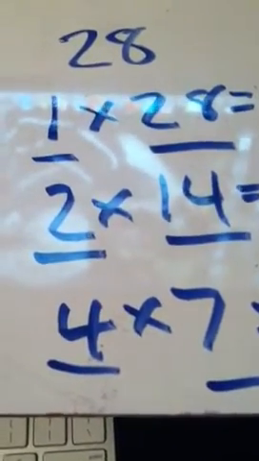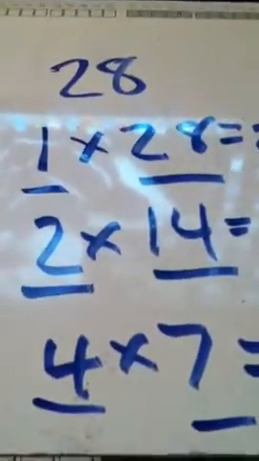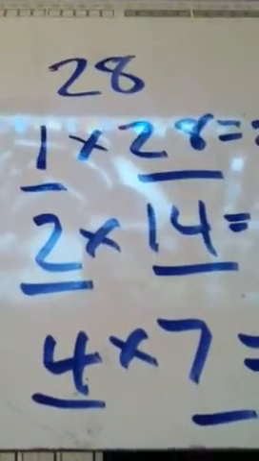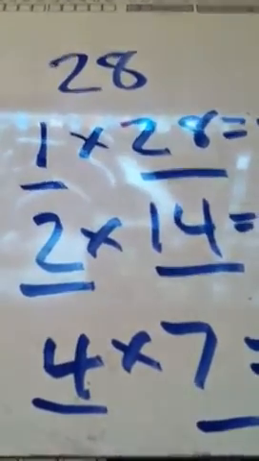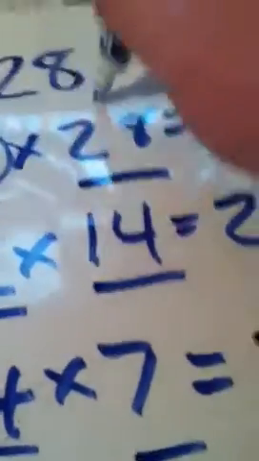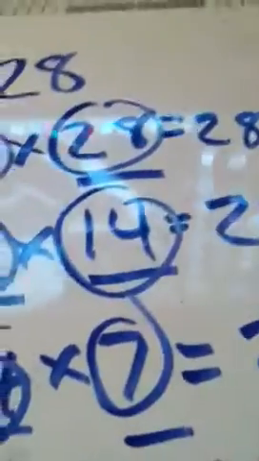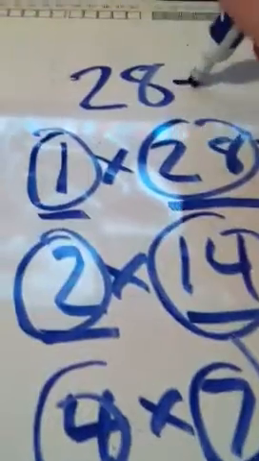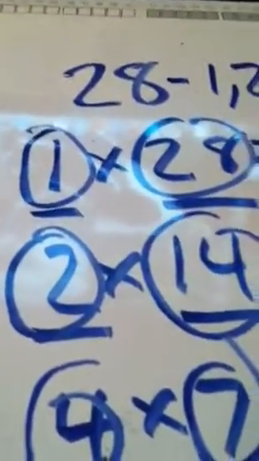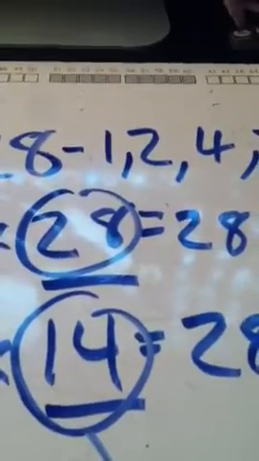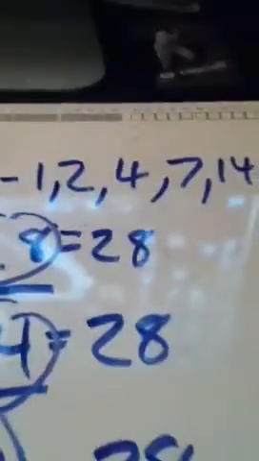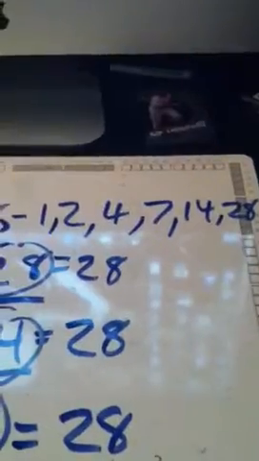So if you were looking at the factors for a number, what you'd want to do is think of all the different combinations you could use to multiply up to that number, and then take those numbers that you use to multiply, and you can generate a list of factors. So for 28, its factors would be 1, 2, 4, 7, 14, and 28. So it would have 6 different factors.